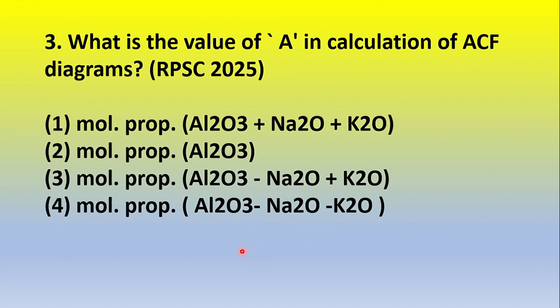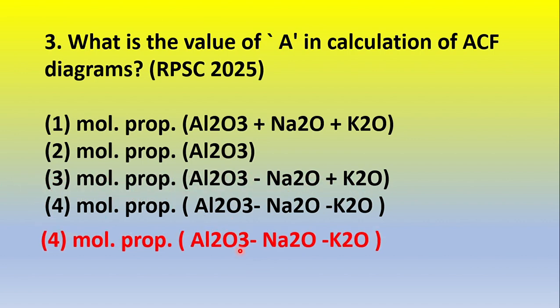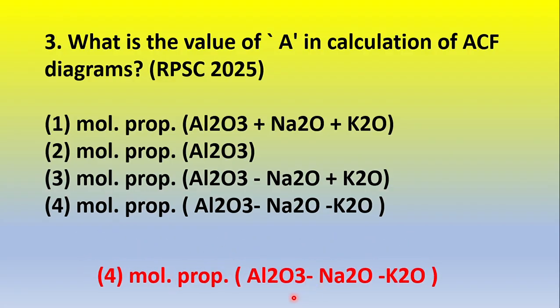So this is a factual question. In the ACF diagram, A represents the mole proportion of Al2O3 minus Na2O and K2O. Remember, this is a factual question. This is very important for other exams also.